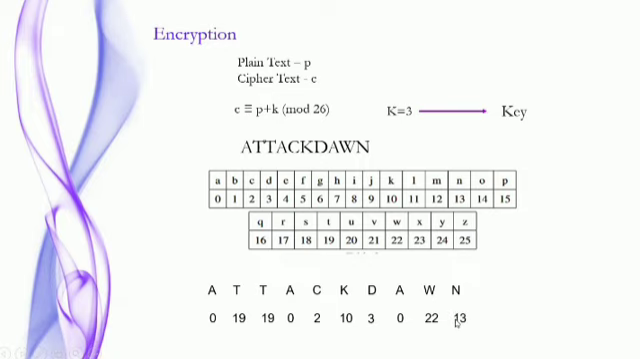Now we are going to transform this to ciphertext by using this formula, C equals P plus K, where C is the ciphertext. We are going to find C. So we need to do this operation, P plus K. We add both, and then we take modulo 26. The P values are the plain text values, 0, 19, 19 and so on, and we add K equal to 3 to all these numbers, and then we take the modulus.